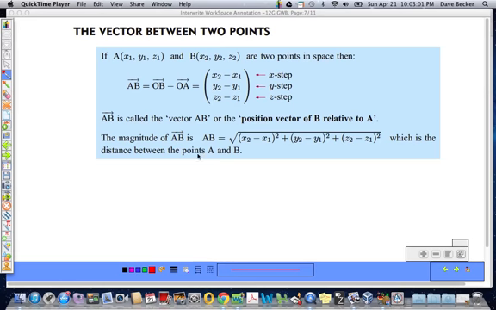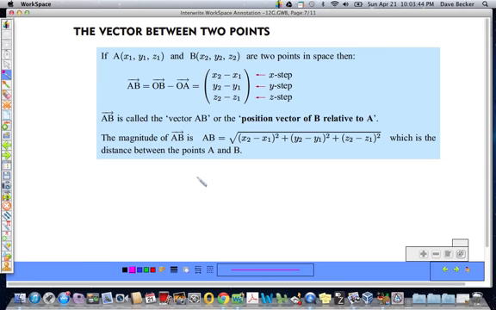The vector between 2 points. Like I said in the previous video, the nice thing about vectors in 3D space is that the rules are the same as in 2 space. No big whoop at all. If I want to find the components of the vector between 2 points in space, I just subtract the corresponding components, the second point minus the first point, or the termination point minus the starting point of the vector. So x2 minus x1, y2 minus y1, and z2 minus z1.